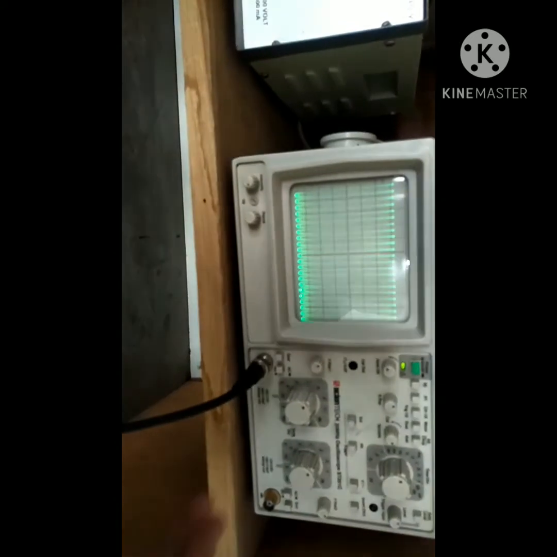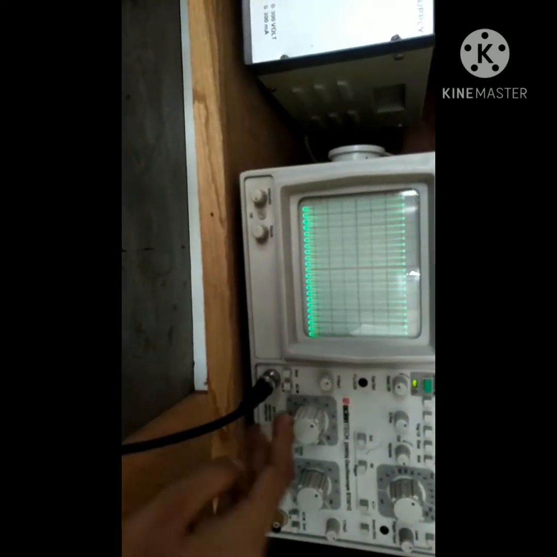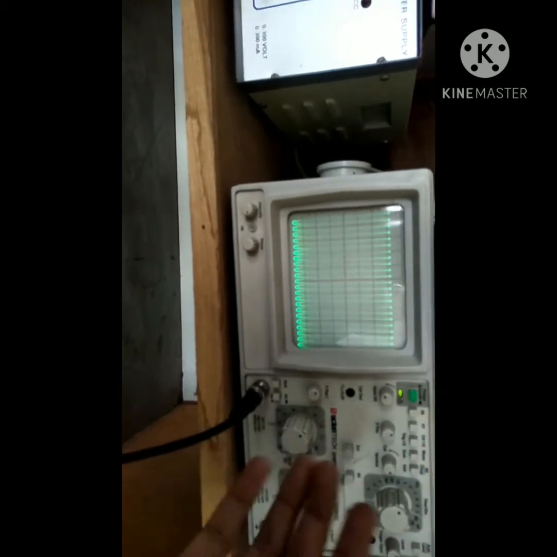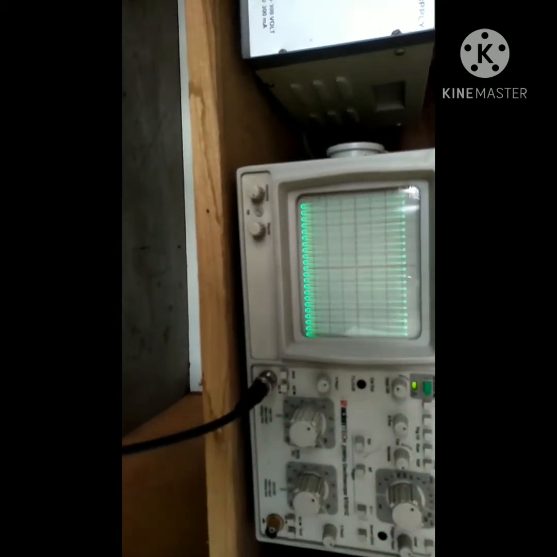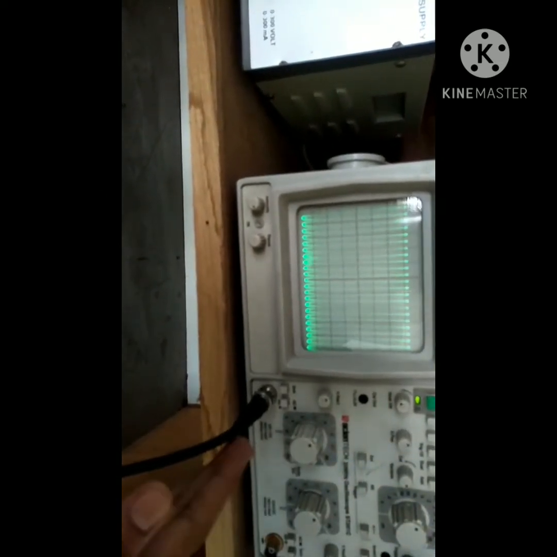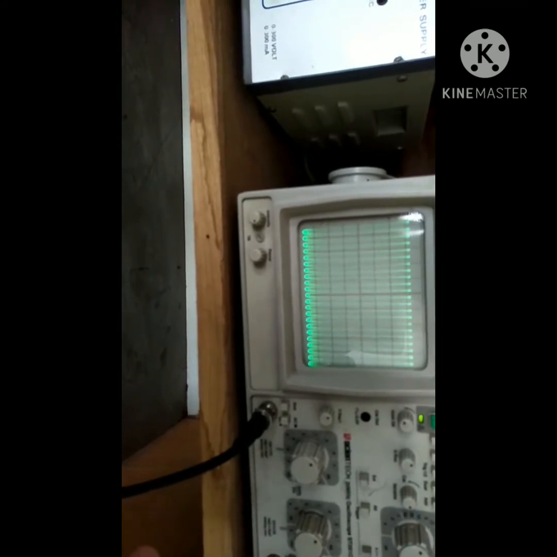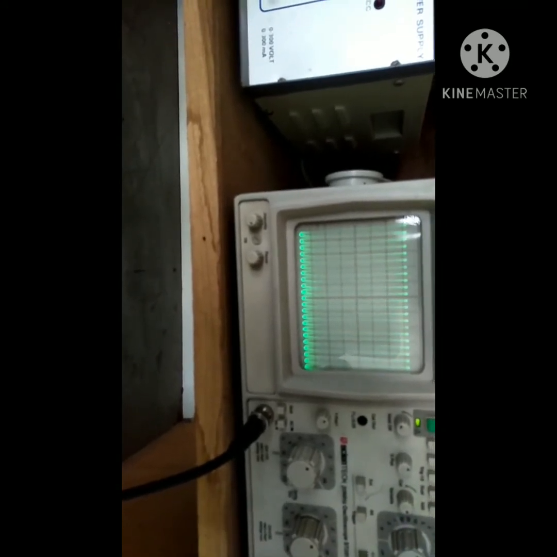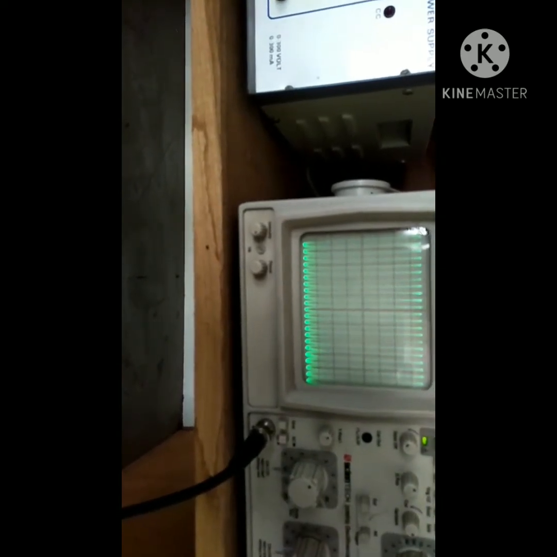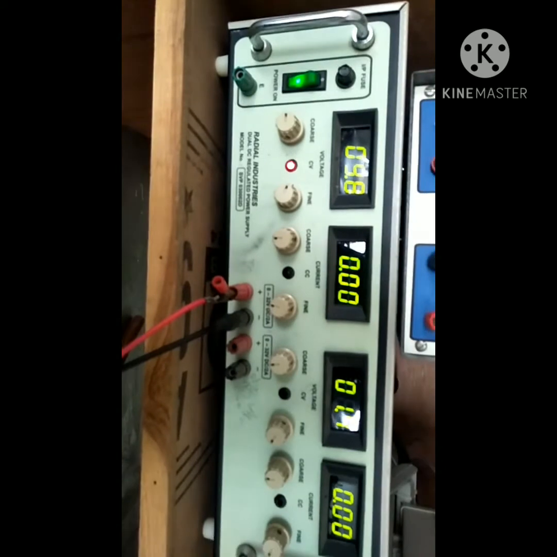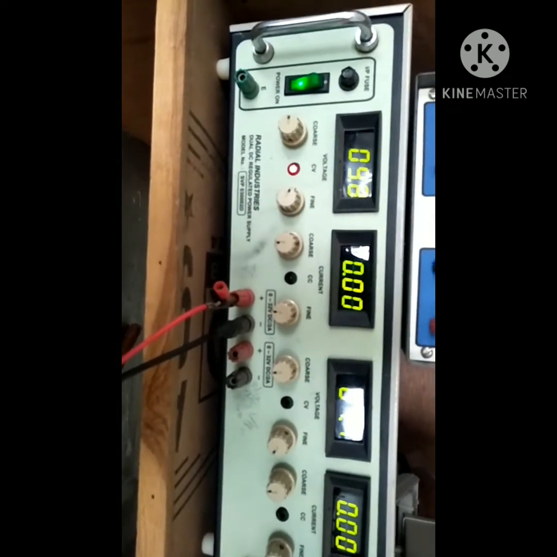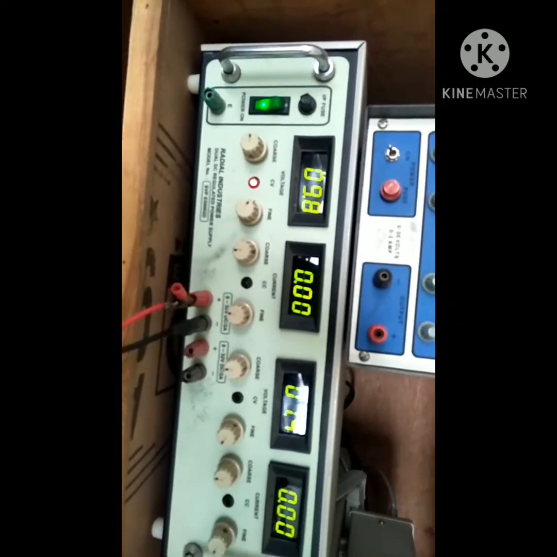This is the CRO. On the CRO we connect one probe, and at that probe we will get the output from the circuit. In this CRO we can take both input and output for our reference, but now we take only the output on the CRO. The power supply is used for giving the VCC source, or here the VDD source.